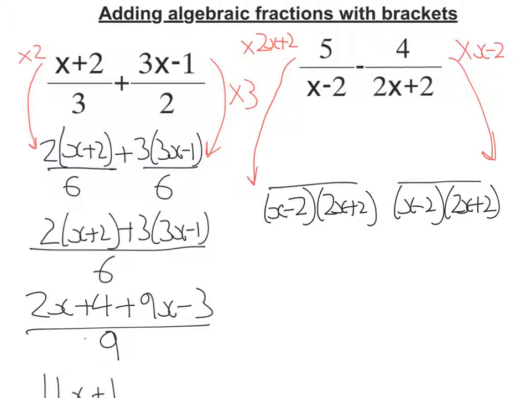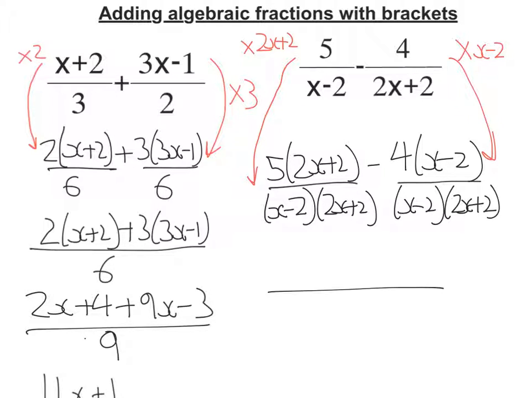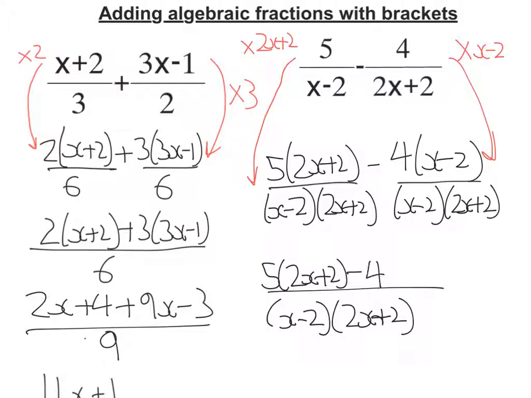So we're going to get 5 multiplied by (2x + 2), and then 4 multiplied by (x - 2). So now I can write it over a common denominator, which is good. That's one less thing for me to write out. (2x + 2). And on the top, we can get 5(2x + 2) - 4(x - 2).